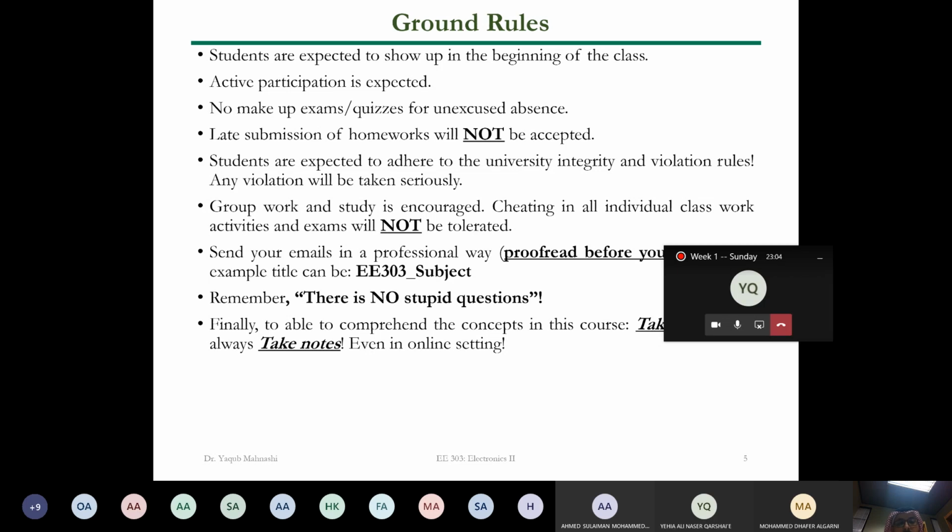Late submission of homework will not be accepted. Sometimes we do some extension based on the situation, based on the class, how we are running the class. But if we fix the deadline, for example, homework 1 is due on Sunday that week, and you submit the homework on Monday, that will not be accepted at all, even with partial grade. So make sure you are meeting the deadlines.